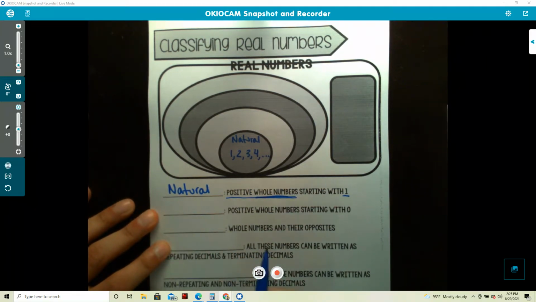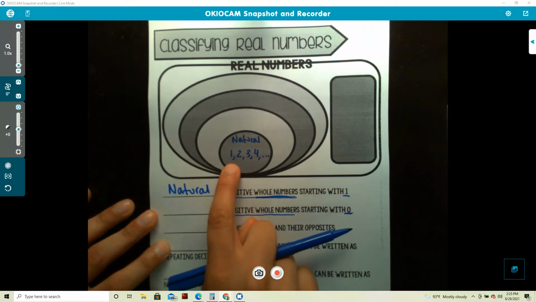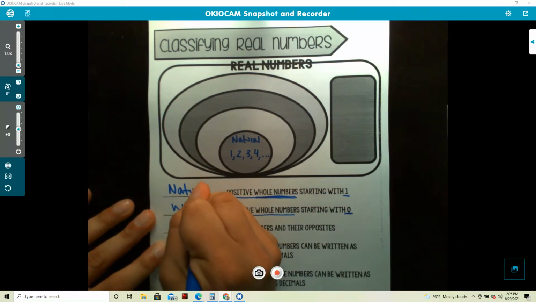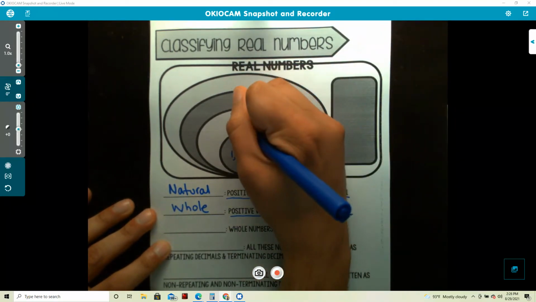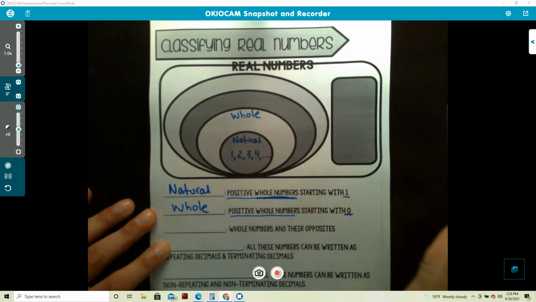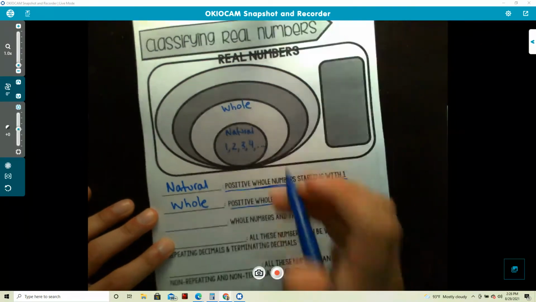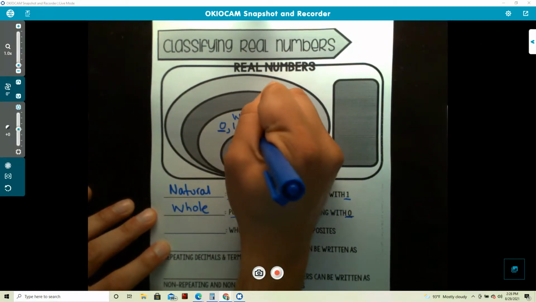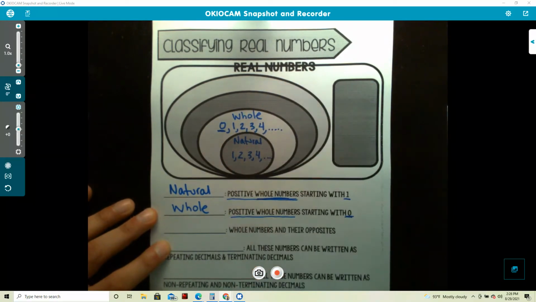The next one is whole numbers, kind of like natural, except it starts with 0. So natural starts with 1. Whole numbers, which is this bubble right here, starts with 0. So we've got 0, 1, 2, 3, 4, and so on. As long as it's a whole number, it includes 0. Again, no fractions, no decimals, and no negative numbers.